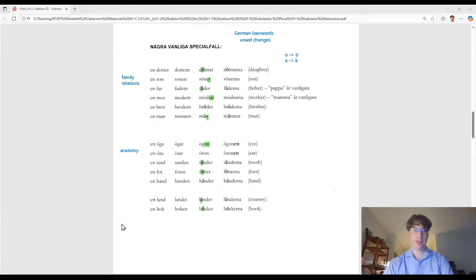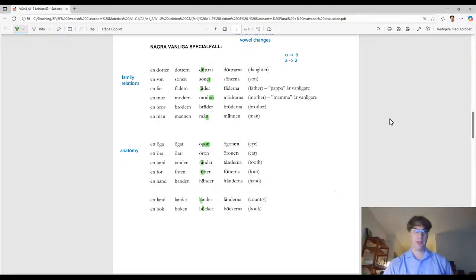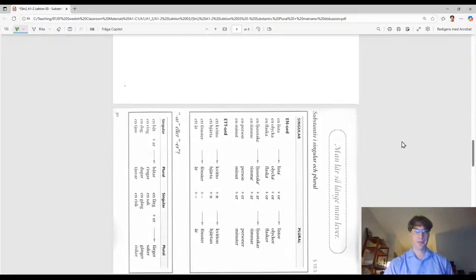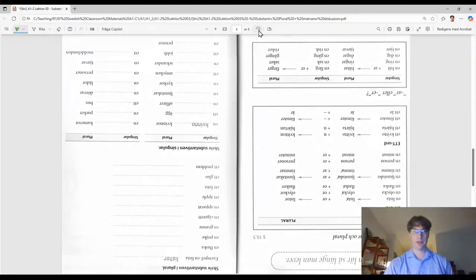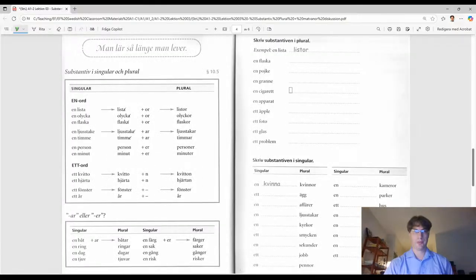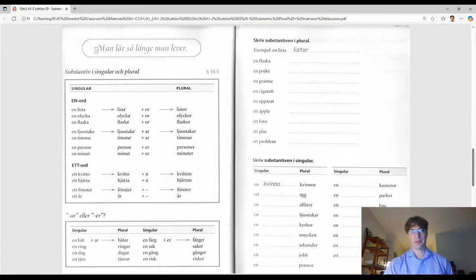Okay, so let's take a look at some of the exercises here on this. And this is a saying. It says, man lär så länge man lever. You learn as long as you live.